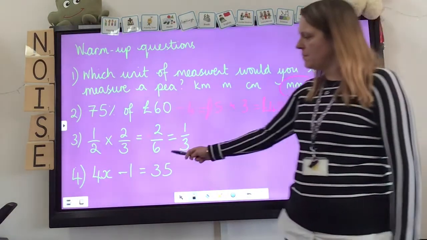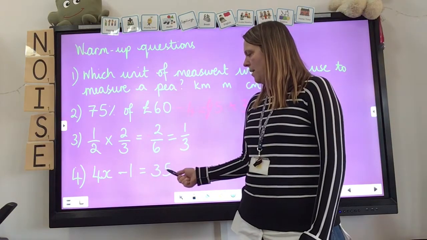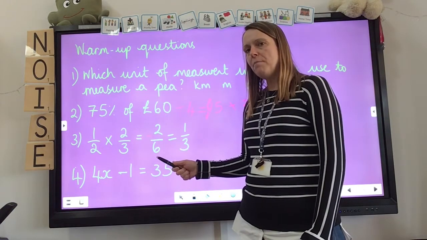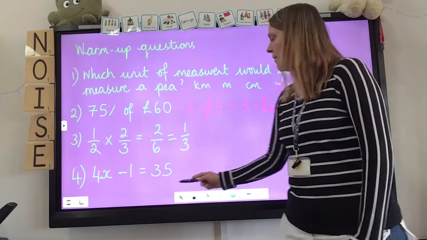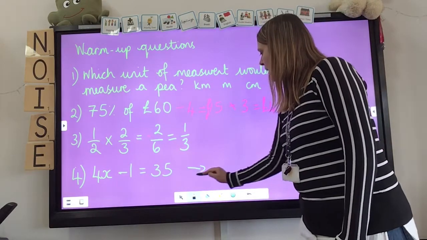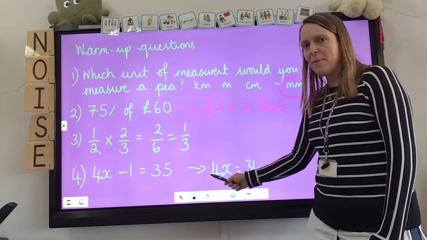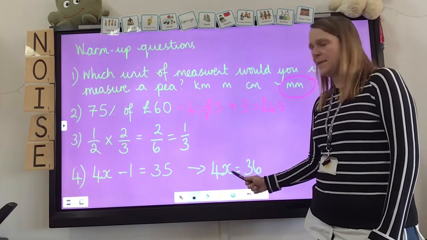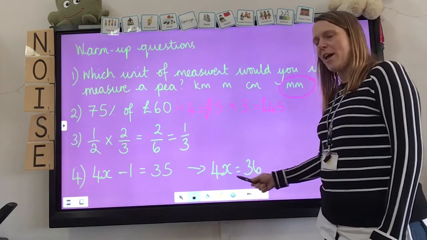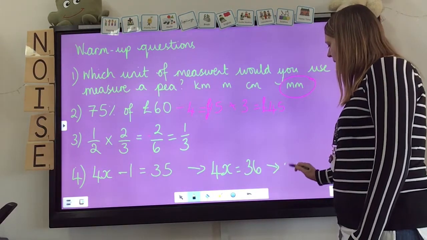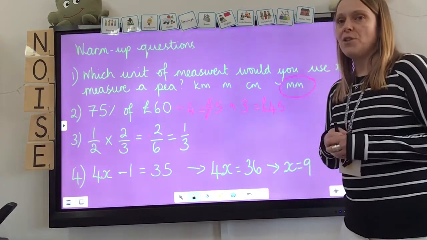And the last one, 4x minus 1 equals 35. Then 4x on its own must equal 36, mustn't it? Because 36 minus 1 equals 35. So 4x equals 36. And remember, when a number is next to a letter, that means times. So 4 times something equals 36. If we know our times tables well enough, we'll know that 4 times 9 equals 36. So x equals 9.